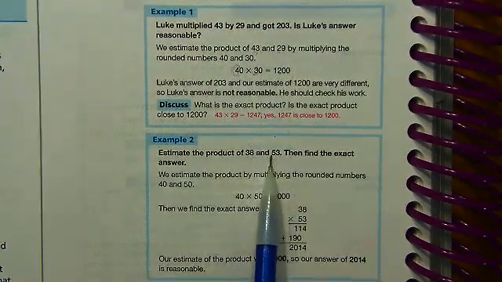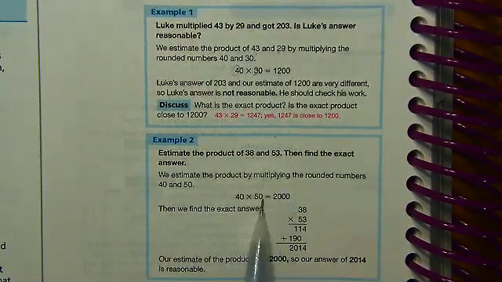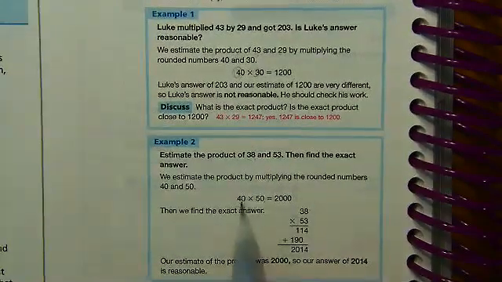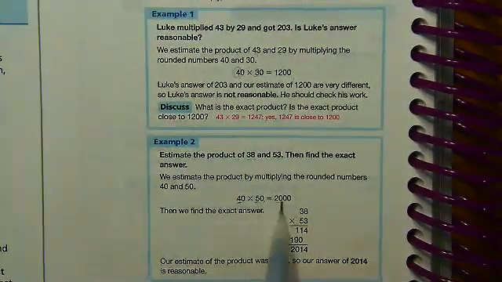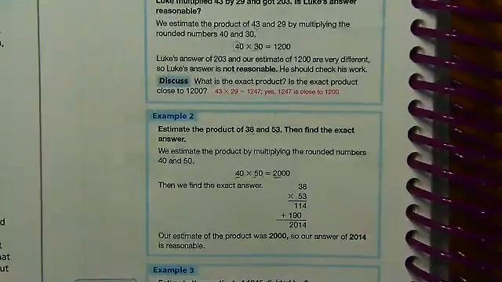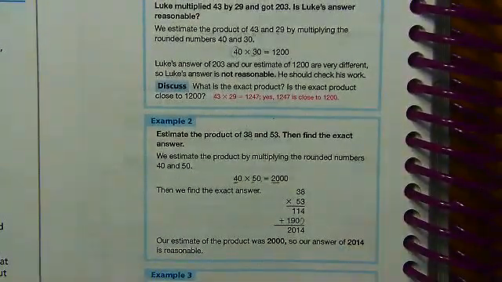53 is between 50 and 60, and 3 is less than 5, so we're going to take the lower one, which is 50. 40 times 50 is 2,000. Here's how we get it. 4 times 5 is 20, plus the extra 2 zeros gives me 2,000. And there's how they got the exact answer, so we can actually put a 0 here to help us hold that place value.